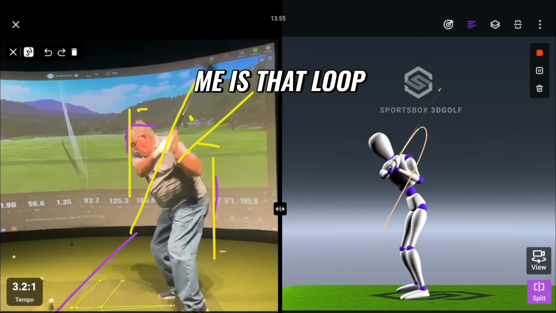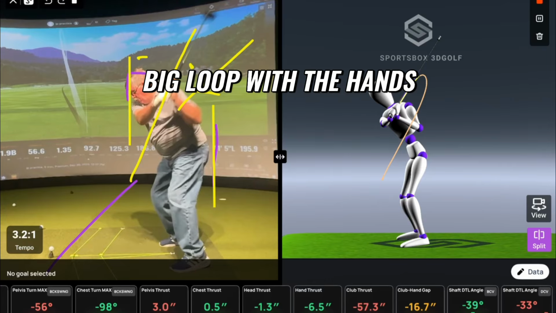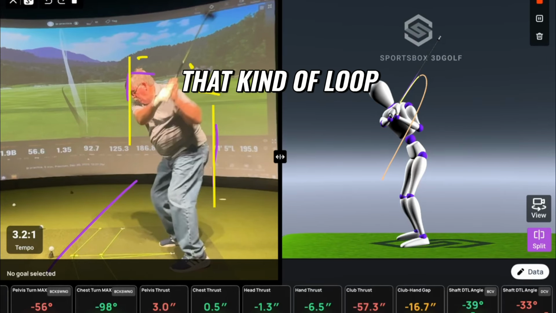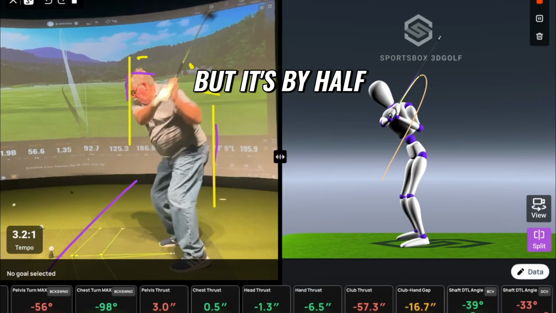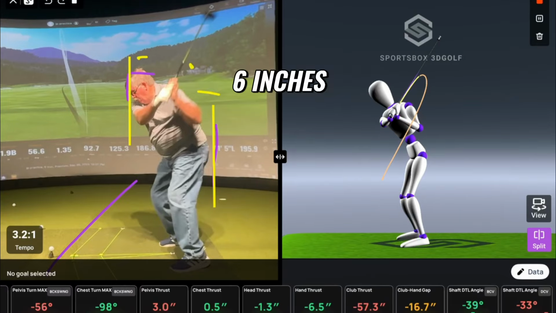Got it. But the big thing for me is that loop over there with your hand path. You got that big loop with the hands. You don't see any of the pros make that kind of loop. They might come over the top a little bit with the handle, but it's by half an inch, not 6 inches. Do you see what I'm saying?